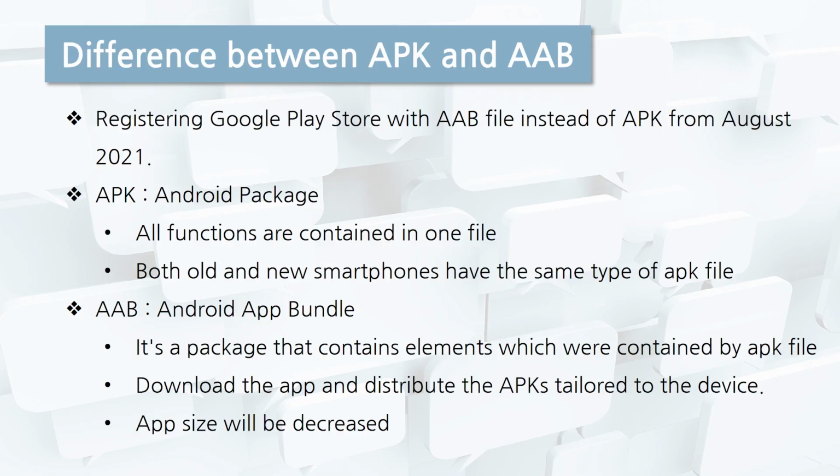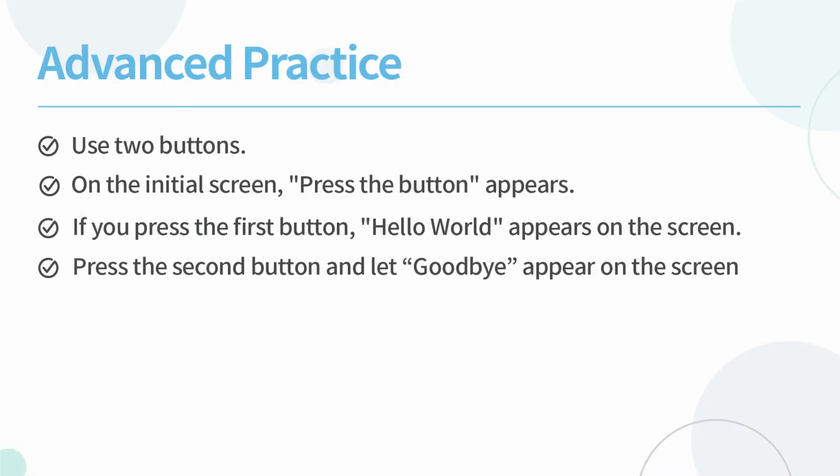And so the app size actually will be decreased using the AAB file. Now we're going to use the two buttons in advanced practice. On the initial screen, the button appears, and if you press the first button, then it will print out hello world. And if you press the other button, then we will say goodbye.